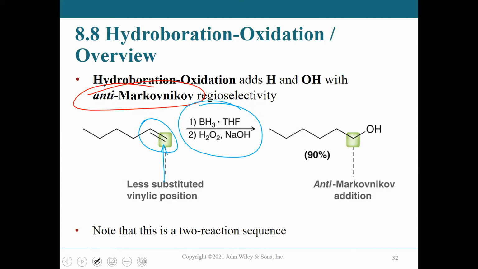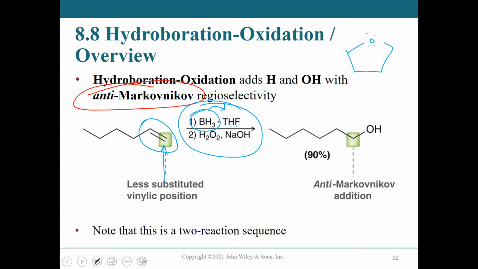THF stands for tetrahydrofuran. Okay, you wonder how the structure looks like. That is tetrahydrofuran. It's a 5-member ring, and oxygen is part of the ring. It's semi-polar, I mean, it's not too polar, but boron seems to be very soluble in this particular solvent. That's why BH3, THF is used.